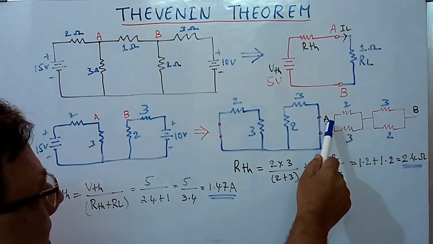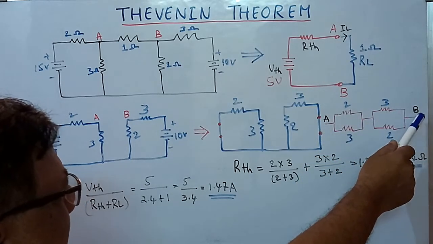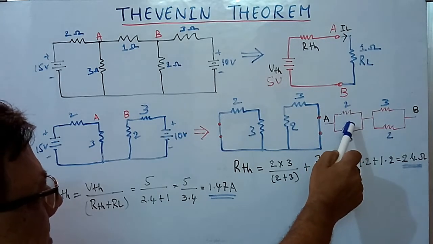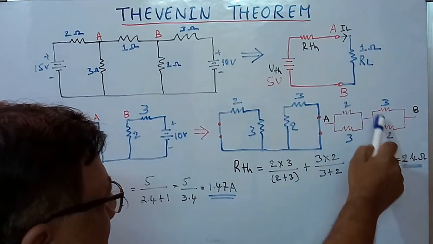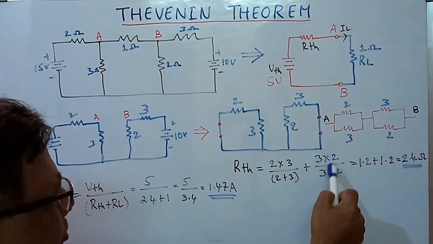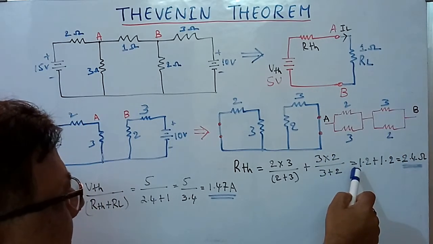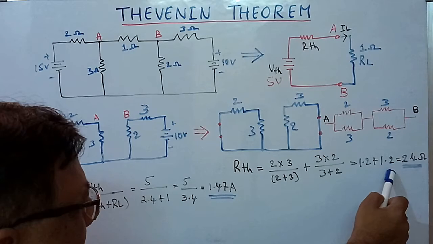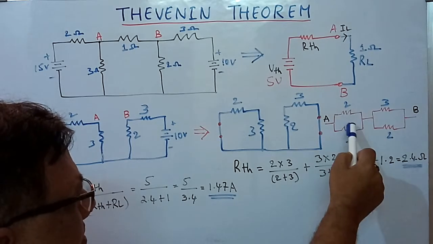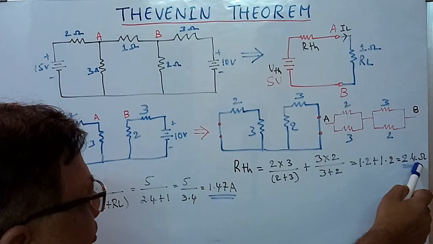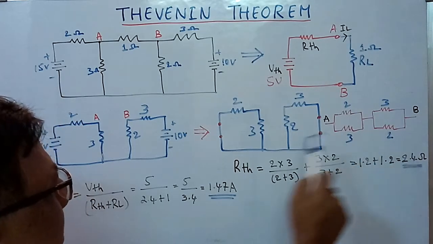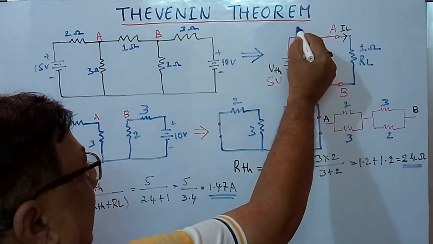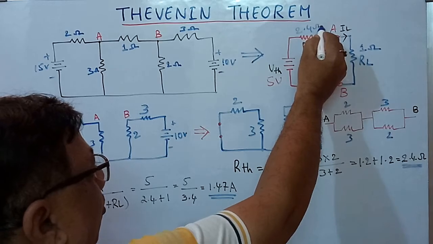Now R Thevenin at terminal A and B would be 2 into 3 by 2 plus 3, the parallel resistance, in series with this parallel combination 3 into 2 by 3 plus 2, which gives us 1.2 ohms for parallel resistance. 1.2 plus 1.2 is 2.4 ohms. This 2.4 ohm is the R Thevenin resistance. So we will mark as 2.4 ohms.